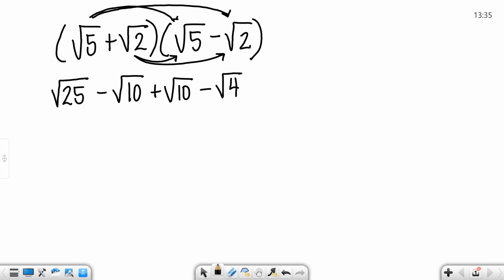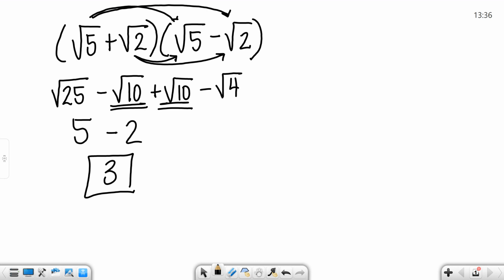Well, I know that the square root of 25 is 5. These two in the middle are like terms. One's a minus and one's a plus, so it gives me 0. And then I've got minus square root of 4 is 2. So I end up with a number that looks like a much better answer on this one. I get 3.